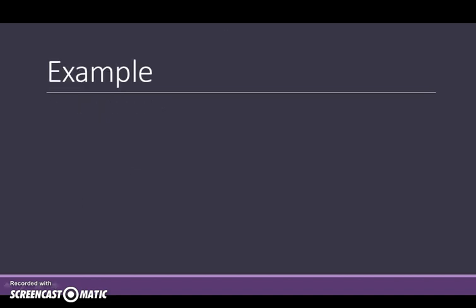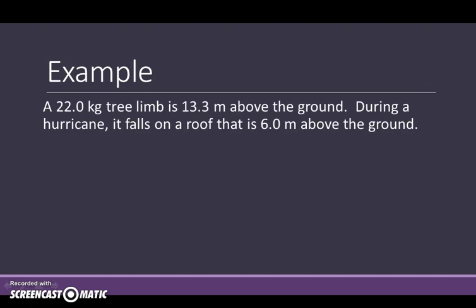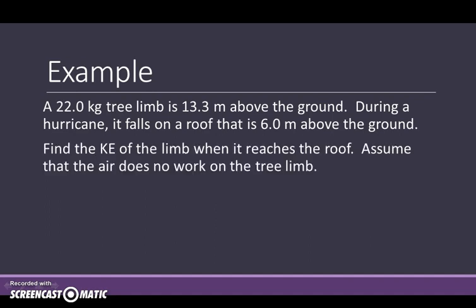So let's go ahead and look at an example of how you can work this out. Your example for today is you have a 22 kilogram tree limb. It is currently 13.3 meters above the ground. But during a hurricane, it falls on a roof that's 6.0 meters above the ground. So the first thing that we're going to solve for is to find the kinetic energy of the limb when it reaches that roof. So we're going to assume that for this problem, the air resistance is negligible. That it does not exist for this because we don't want to try to calculate in for friction for this course.